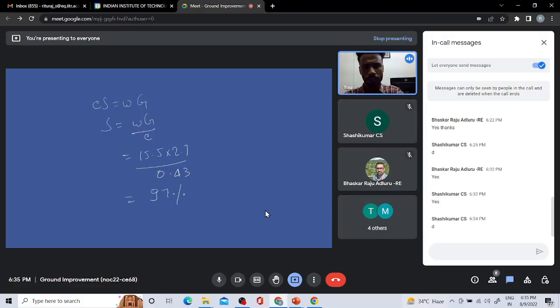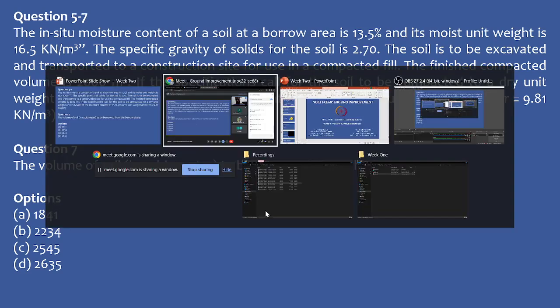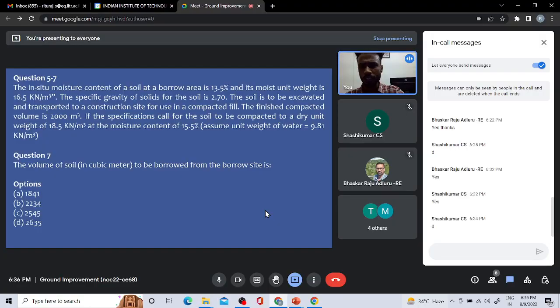Any query in this? Fine. The last question of this paragraph is, now you need to calculate the volume of the soil which we need to excavate from that borrow site, how much volume of the soil we need to excavate. So these are the options available with us. It requires a bit more calculation, so you guys can take time. That's no problem.